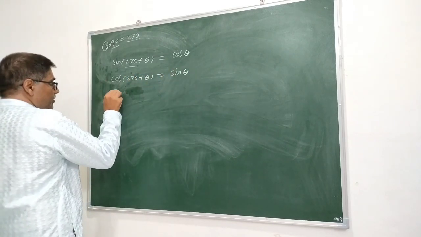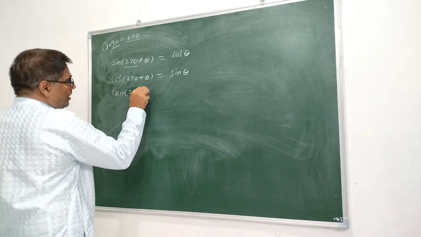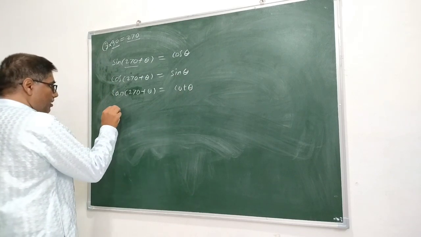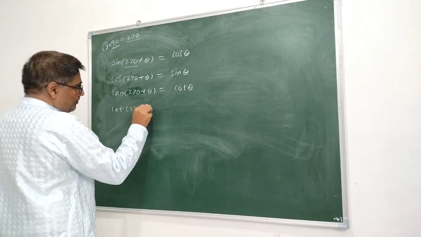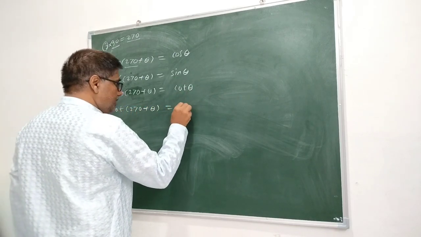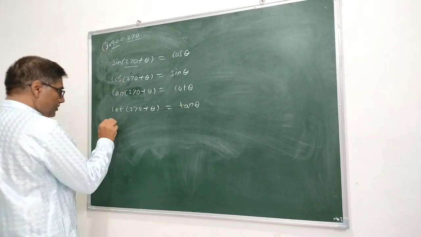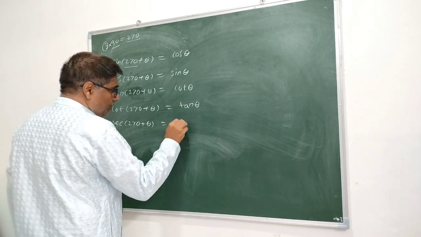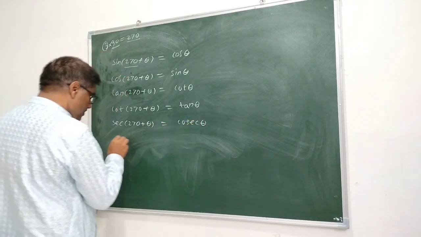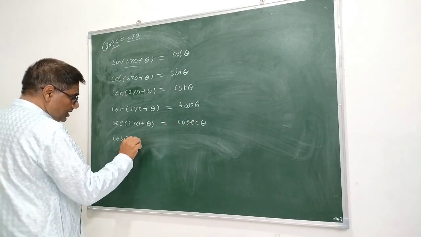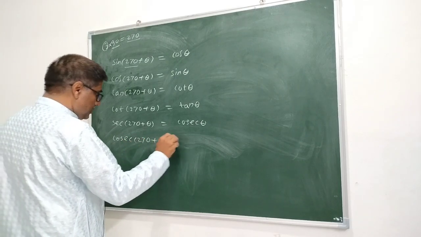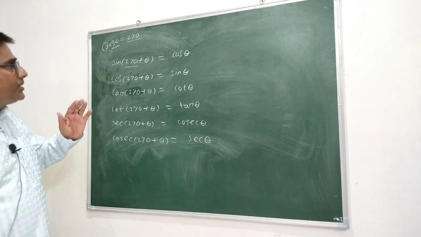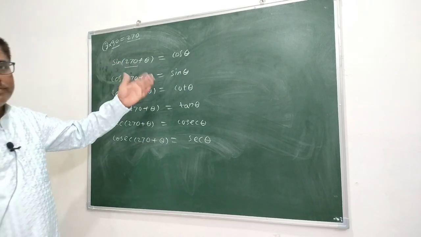Then tan of 270 plus theta is equal to cot theta. Cot of 270 plus theta is equal to tan theta. Sec of 270 plus theta is equal to cosec theta. Cosec of 270 plus theta is equal to sec theta. Now the question is of the plus or minus sign.